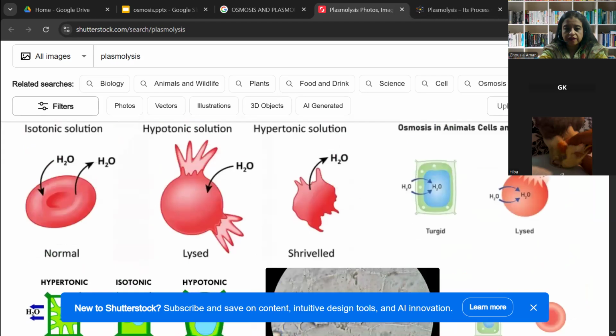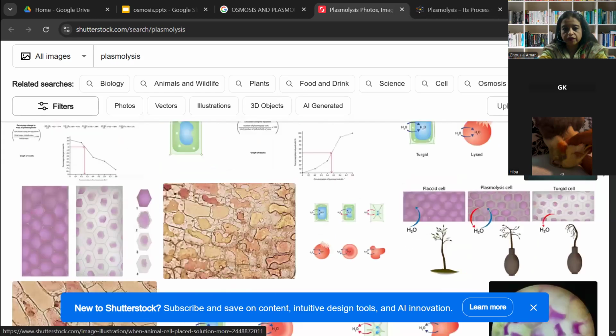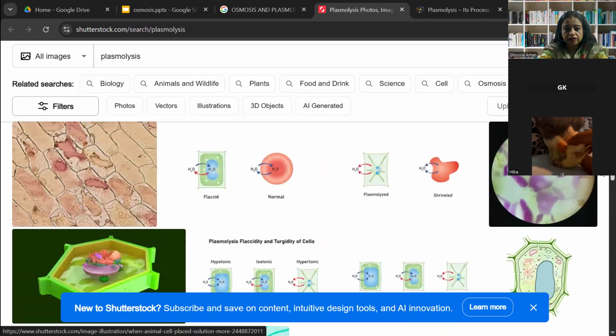So this is the thing. Now look at this. Water molecules are coming in, and the cell is going to burst. The water molecules go out by plasmolysis, and the cell will shrink away. All right. Now this is another thing you can see.